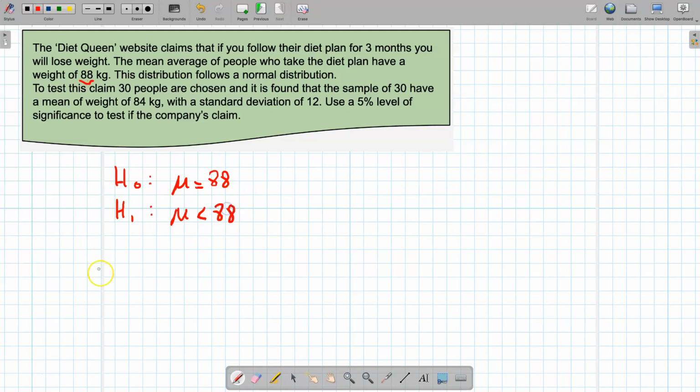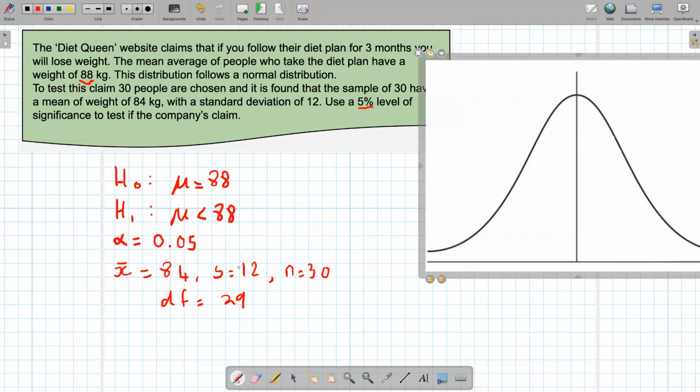I'm going to write down the other information. One of them is the alpha value, which is 0.05. Now that's the significance here. We're going to write down all the sample information. So the sample mean was 84. The standard deviation of the sample was 12. The number in the sample was 30. And in case we need it, that means that the degrees of freedom is 30 take away 1, which is 29.